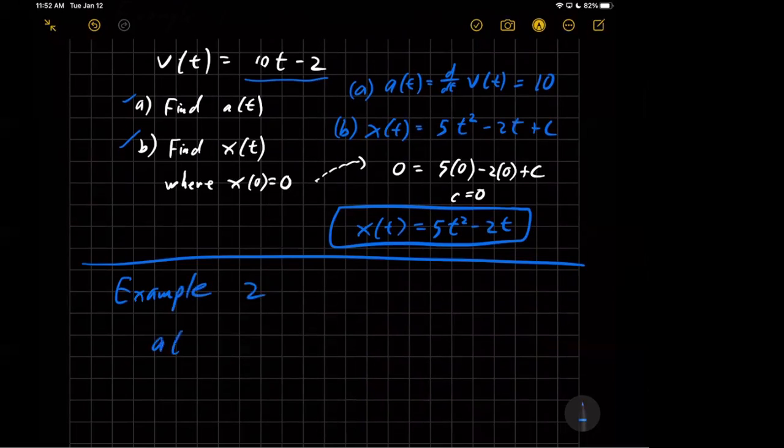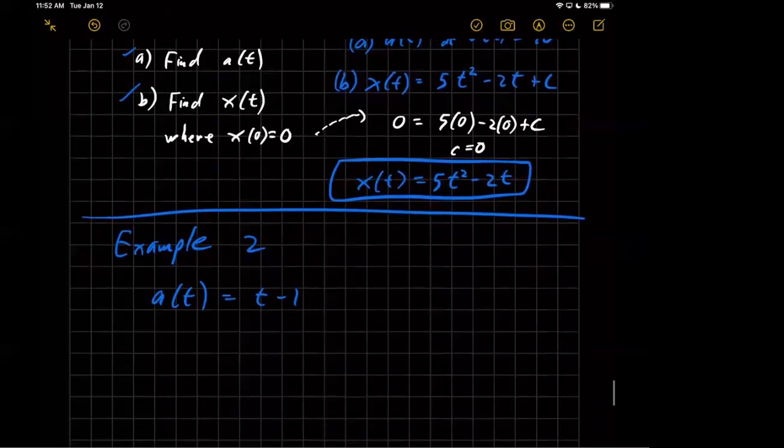Let's say that a of t is equal to t minus 1. Okay, so that's a of t. All right, and for part A, we are supposed to find v of t. I'm not going to give you v of 0 this time. I'm going to say given that v of 4 is equal to, let's say, 8. So that would be at a time of 4 seconds, the velocity is 8 meters per second.